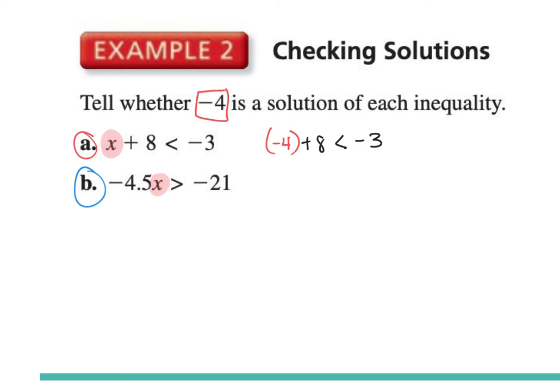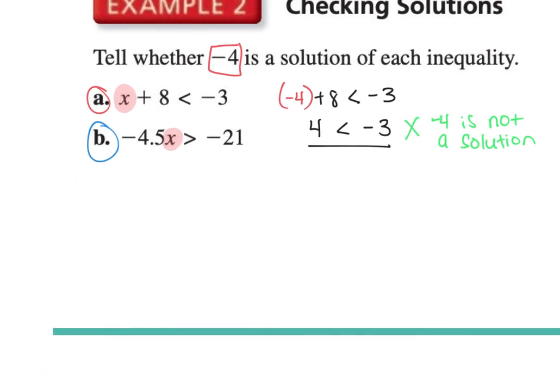So it's going to be 8 minus 4, which is just 4, okay? If you had $8 and you bought something that was $4, you would have $4 remaining. And that is less than -3. Is this a true statement? Is 4 less than negative 3? No, okay? So negative 4 is not a solution. Okay, let's check out B.